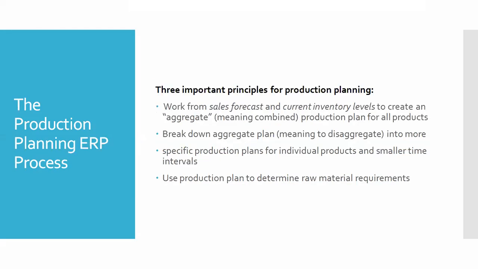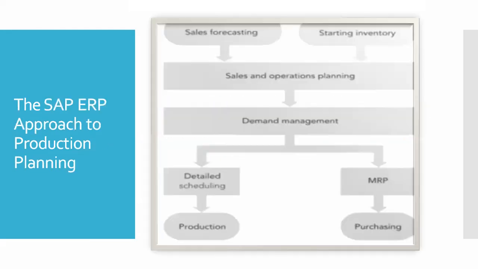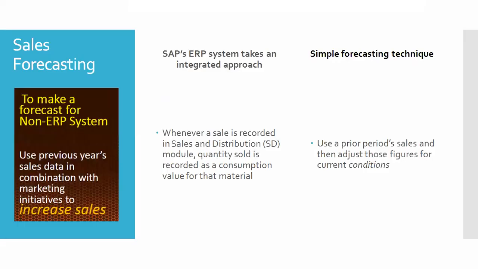The production planning ERP process, SAP, sales forecasting. In that, I told you, when you are having the sales forecasting, forecasting means the prediction. So when a new product is launched into the market, its forecasting is being done.